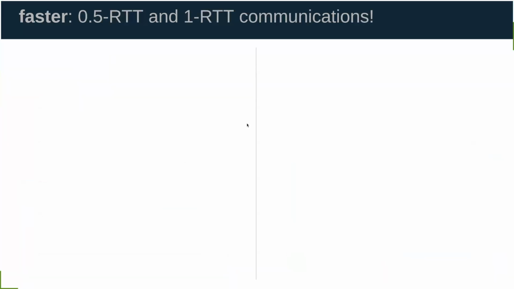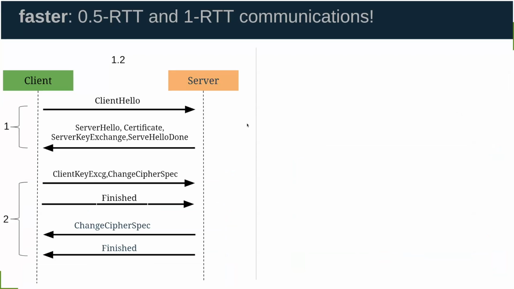But it's also faster. It's faster in TLS 1.3 to start sending data. Let's see that with a comparison of the two handshakes. So here on the left, you can see the client that sends a client hello and the server that replies with this bunch of messages. Okay. And this is already one round trip time. A message needs to travel from one side to the other, and another message needs to be sent from the server to the client.